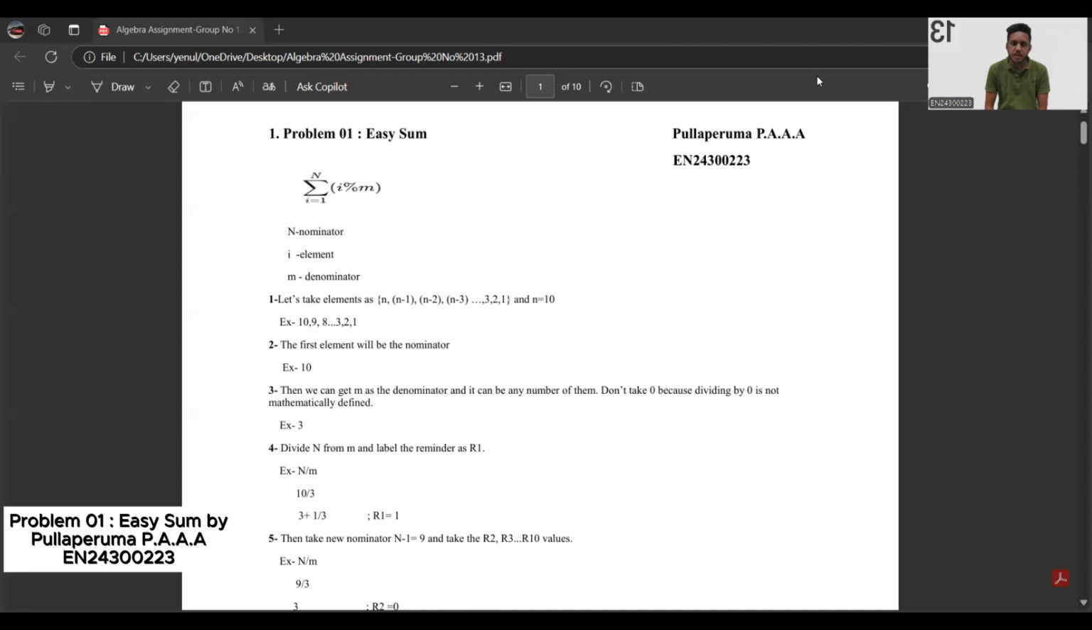Now divide each number in the sequence by m and note the remainder. For example, 10 divided by 3 equals 3 with a remainder of 1. 9 divided by 3 equals 3 with a remainder of 0, and so on for the rest of the sequence. Finally, sum up all the remainders to get the total. This process is a simple and logical way to practice modular arithmetic and improve mental math skills.